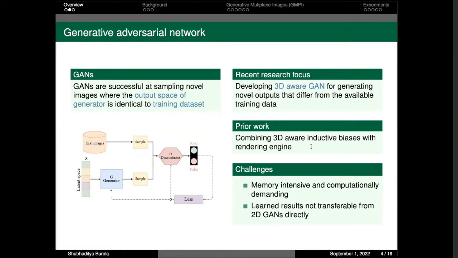Just a point to note, no multi-view images or 3D geometry are used to supervise the training of these so-called 3D aware GANs. The challenges faced in this kind of research are, one, that these processes are extremely memory intensive and computationally demanding. And often the learned results are not transferable from the 2D GANs directly to make the GAN 3D aware. So let us move forward.